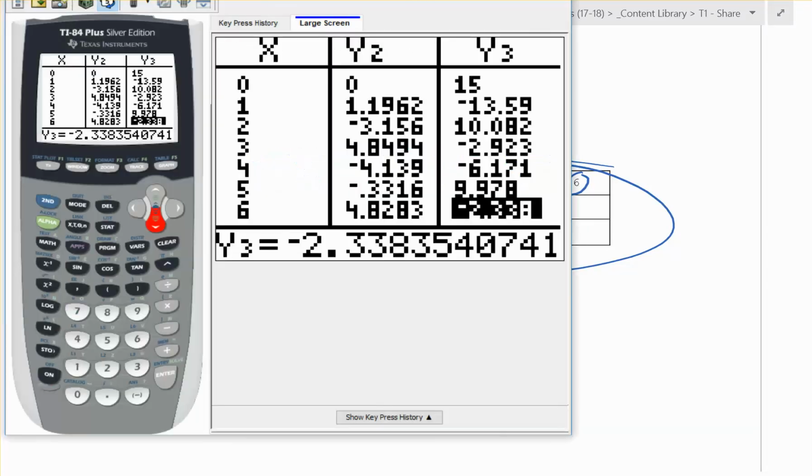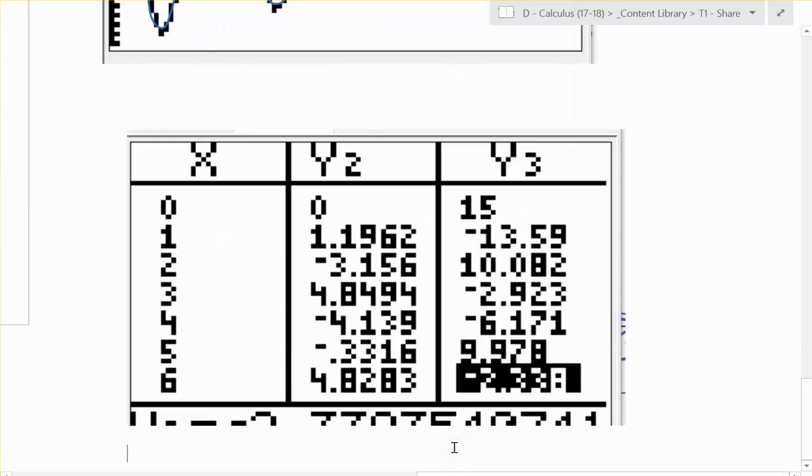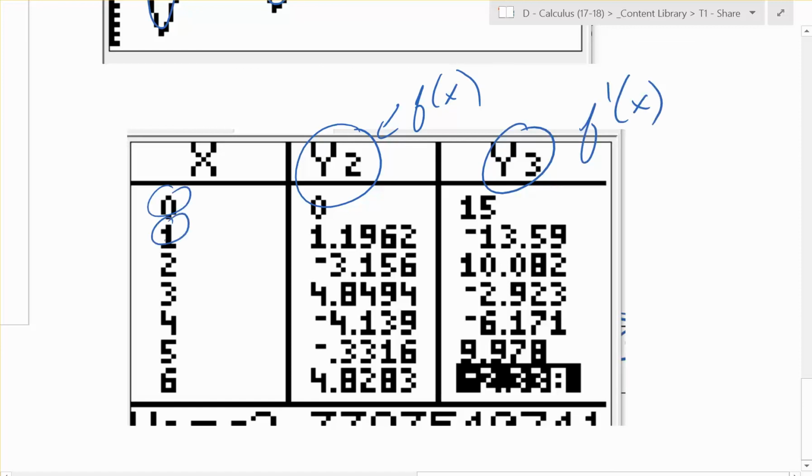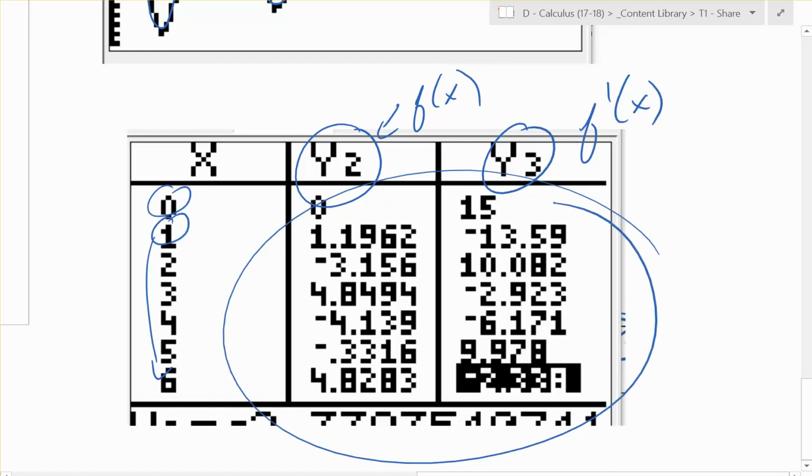You can then take this right here and just copy it down, and you end up with this. Remember, in this case, y2 was our function, and this was our f prime. So we have it at 0, 1, all the way up to 6, and here are the numbers. Nice.